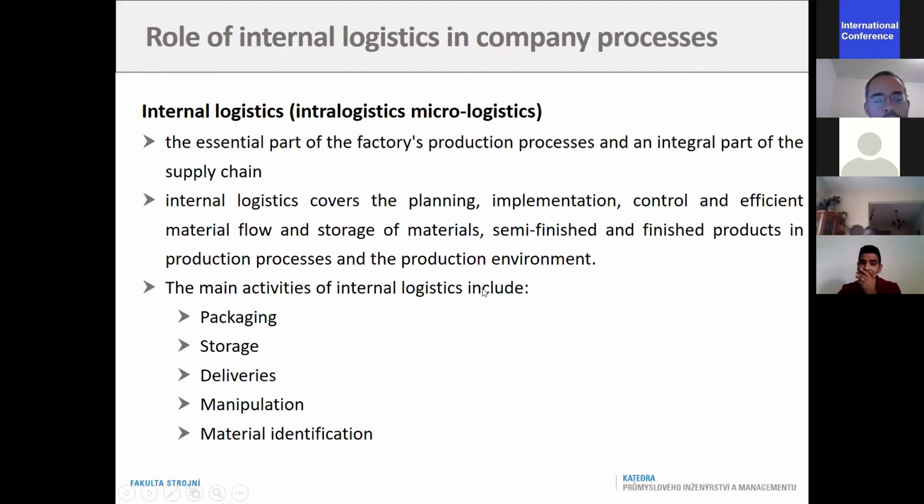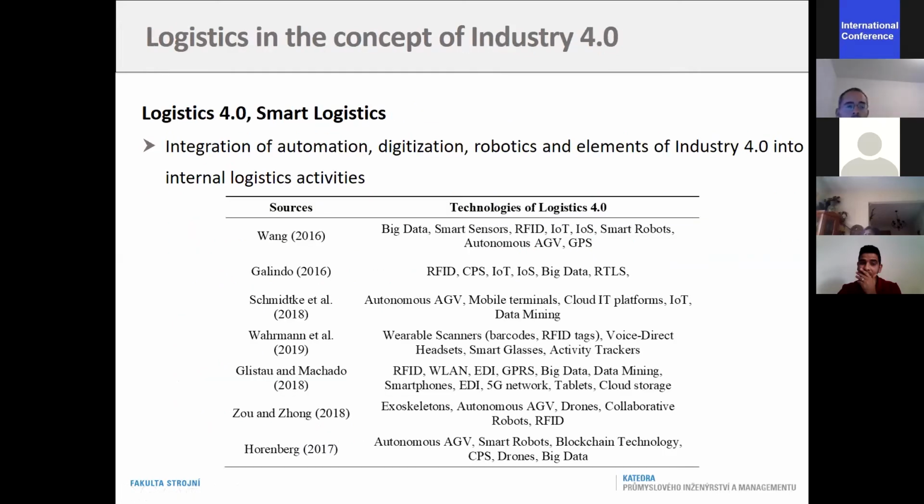If we want to say what the main activities of intralogistics are, they are packaging, storage, deliveries, manipulation, and material identification. If we want to talk about Logistic 4.0, smart logistic, we can say that this is the definition. We are talking about some integration of all these elements: automatization, digitization, robotics, Industry 4.0, internal logistic activities.